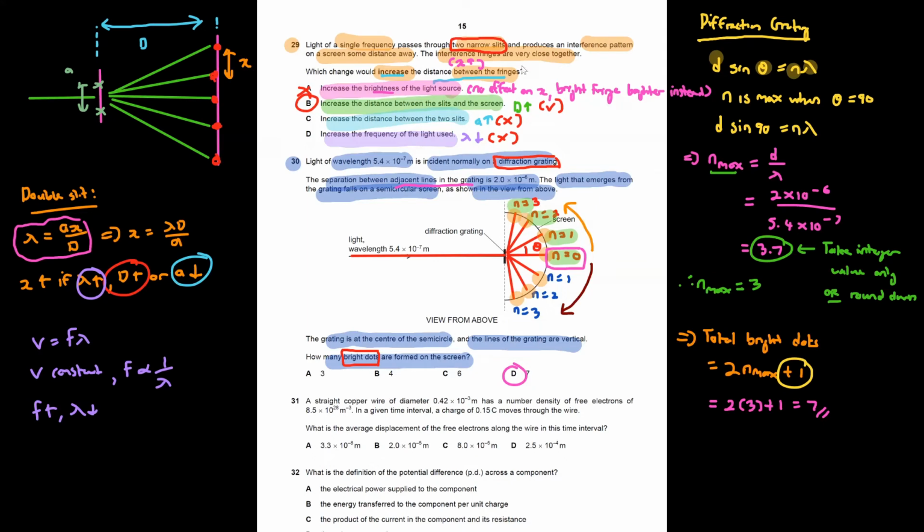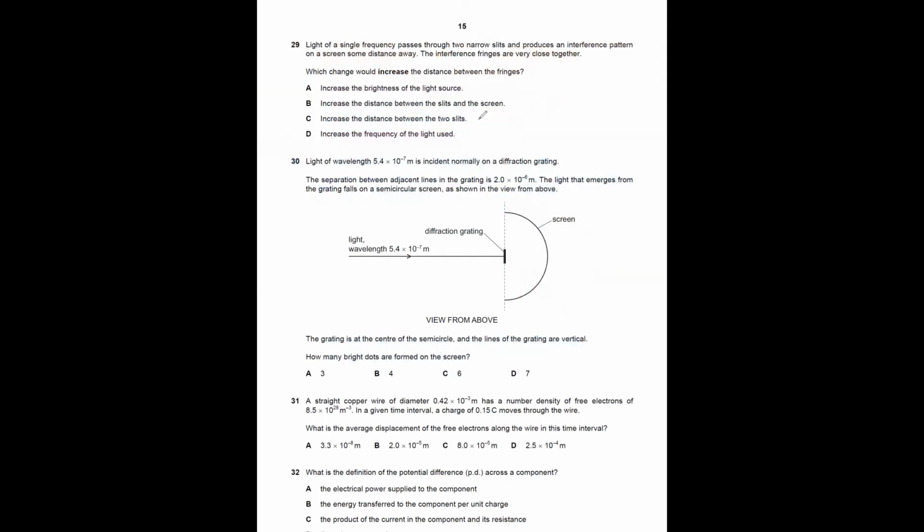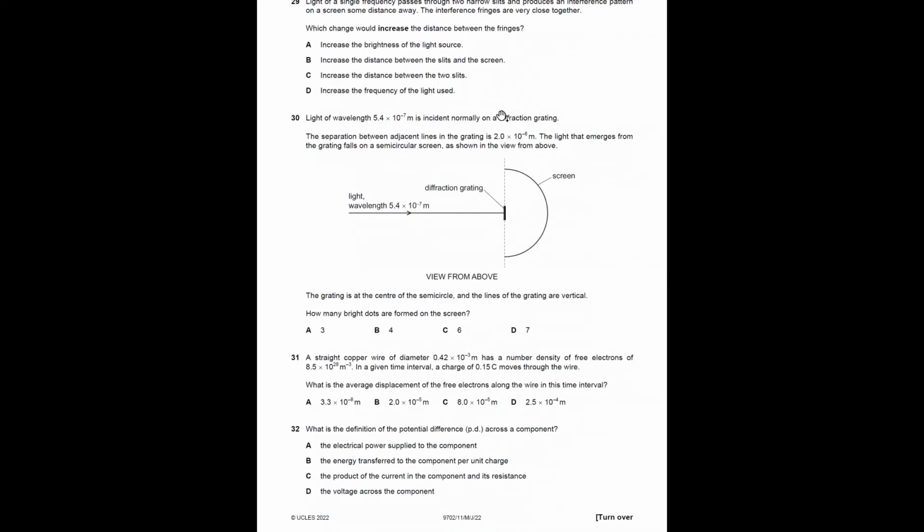Okay, then let me clear off the screen here and move on to the next set of questions. The next question is on current electricity. In question 31, you have a straight copper wire of diameter 0.42 times 10 power minus 3 meter that has a number density of free electrons of 8.5 times 10 power 28 per meter cubed. In a given time interval, a charge of 0.15 coulomb moves through the wire. What will be the average displacement of the free electrons along the wire in this time interval?